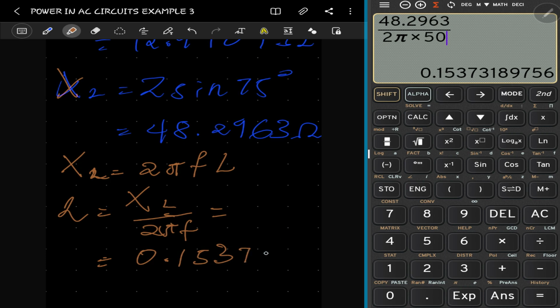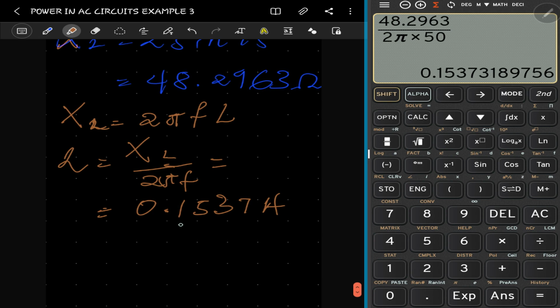So that gives us an inductance of 0.1537, and inductance is in Henry, right? So if we want to introduce a prefix, we move 1, 2, 3, and that gives us 153.7 millihenry, right? Yeah, millihenry. So you can choose to keep the Henry just like that, the same.